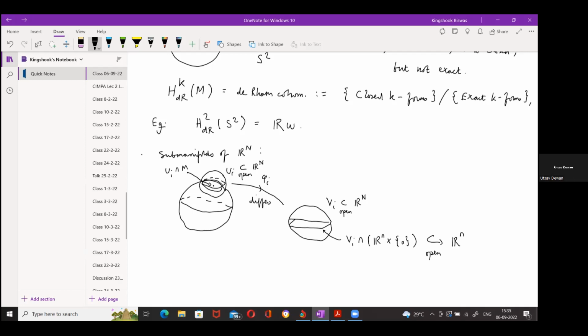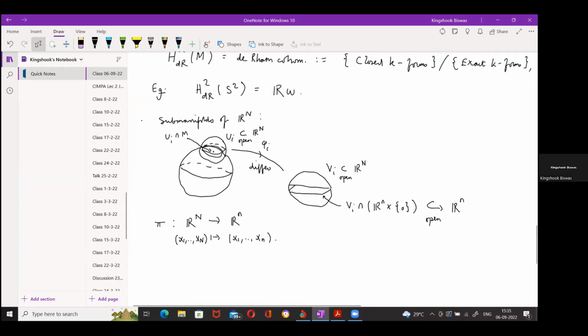Okay. So if I take pi to be the projection from R^N to R little n, so x_1 to x_N goes to x_1 to x_n. Then what is my chart on M?